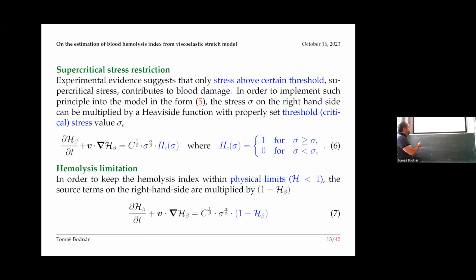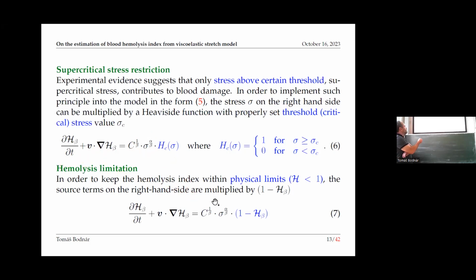It should be somehow improved because this is too primitive. There are many variants of this algorithm. Some of them are more meaningful, some of them less. The first meaningful modification is that you will only consider not all the stress in all domain, but just in places where it's, let's say, supracritical. So it's above certain threshold. Below this, you will simply switch off this source term and you will just solve the transport.